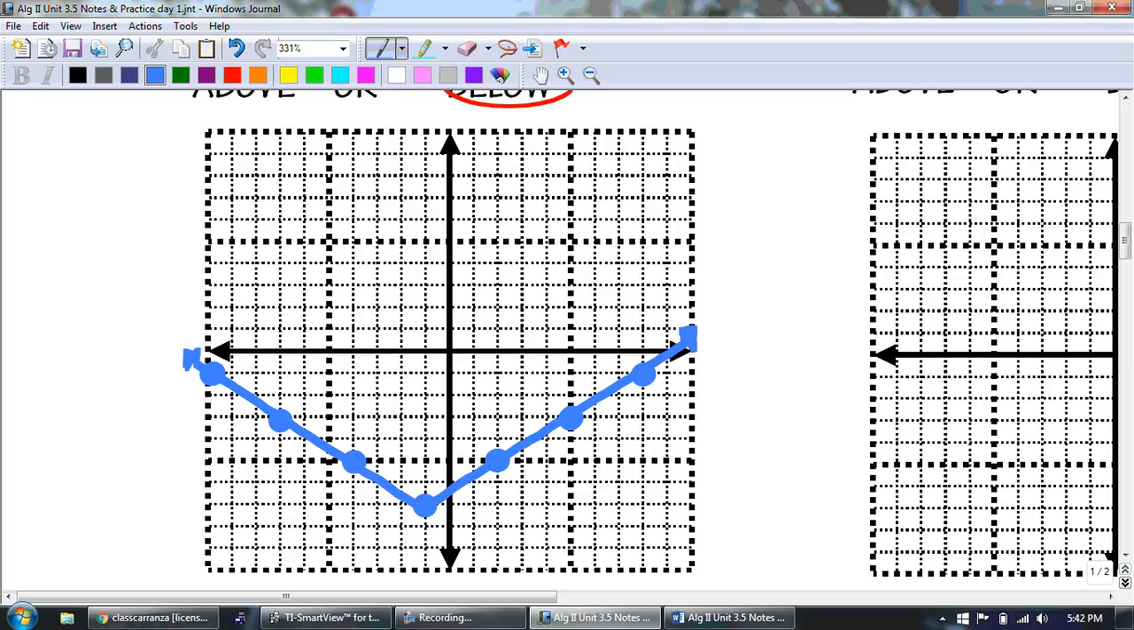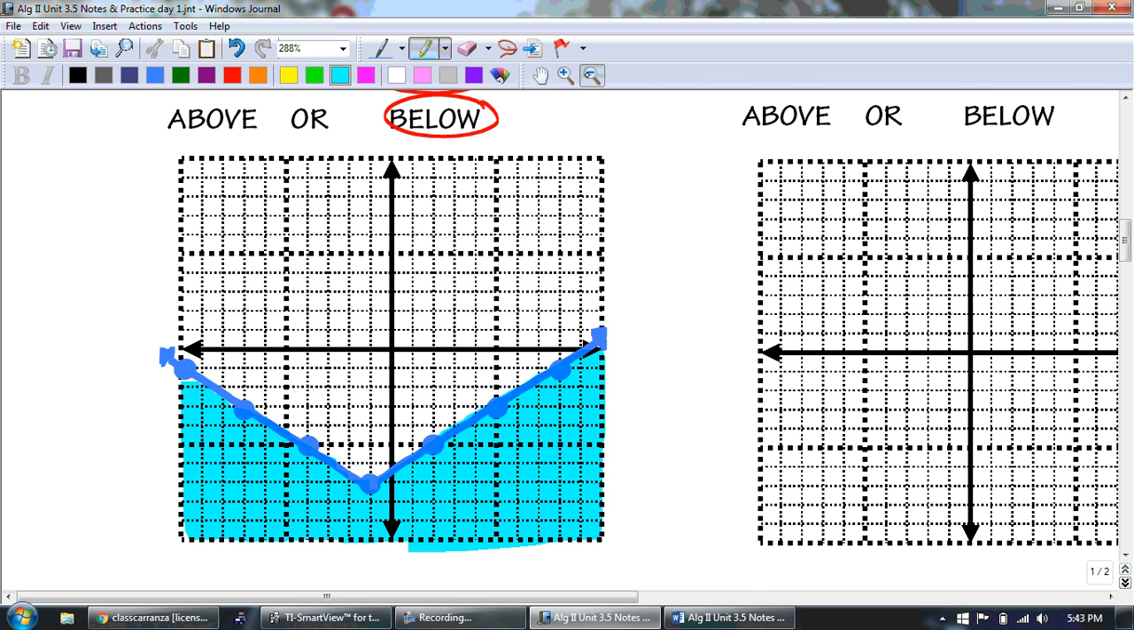Excuse me. So this is the new part. We said that we had to shade below. So I need to shade below the line on both sides. I'm going to go below here, I'm shading below over here, and then I've got to get that last part. So there we go.